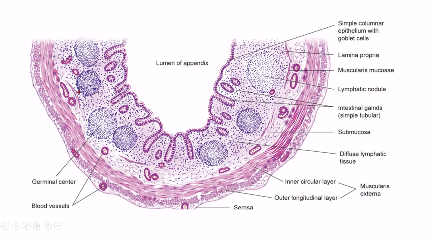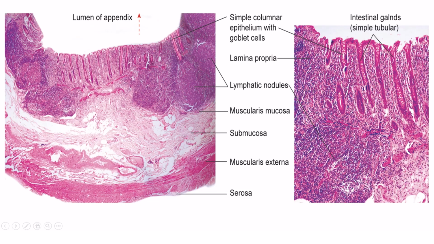Here you can see the lymphatic nodules present within the lamina propria as well as extending into the submucosa. This is the discontinuous muscularis mucosa. This is the submucosa. This is the inner circular layer, outer longitudinal layer, and this is the serosal layer. This is the lumen of the appendix. So this is how the slide looks.